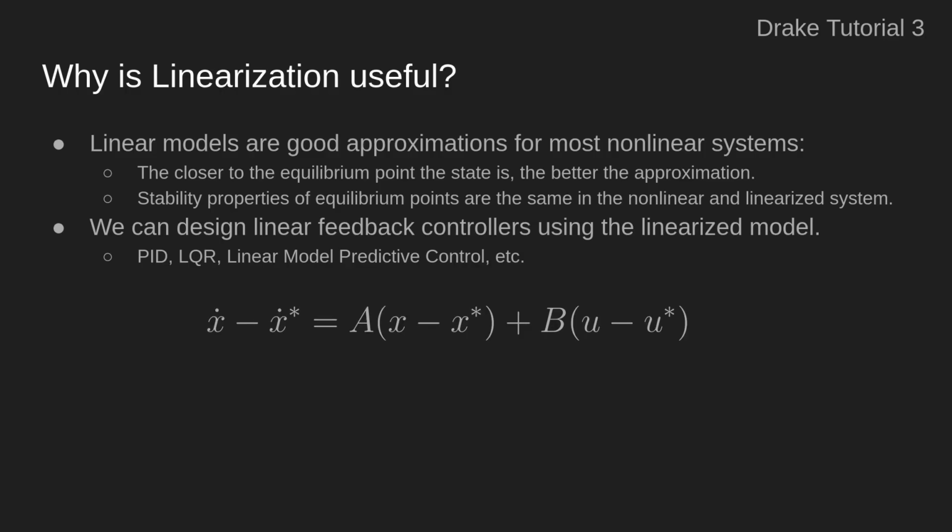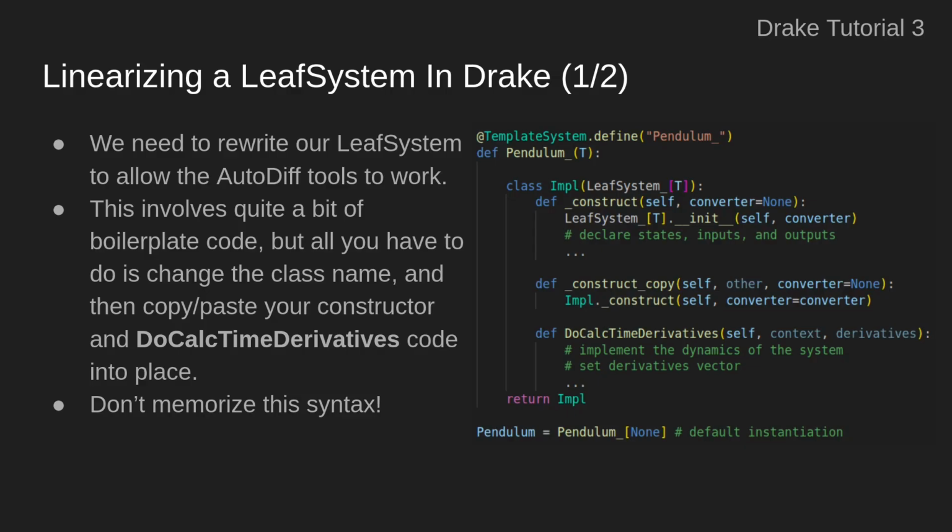Of course, to make these controllers, we need to get our hands on the A and B matrices, which we'll now do using Drake. To linearize a LeafSystem in Drake, we need to make our LeafSystem compatible with the AutoDiff class, as Drake needs to take derivatives of the code in the DoCalcTimeDerivatives function. The actual code for this has a lot of boilerplate, mostly due to the Python bindings which wrap the C++ templated classes, but you shouldn't get too worried about the syntax.